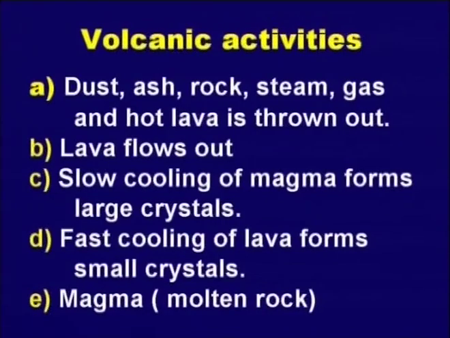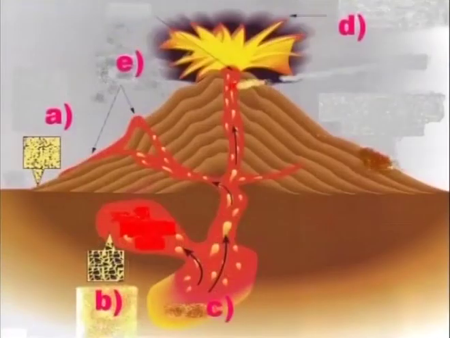Take note, we have A. Now this is going back to the diagram that you have looked at earlier in the lesson, where I explained how igneous rocks are formed. So I hope you had a good look at that diagram earlier in the lesson. A, it says dust, ash, rock, steam, gas, and hot lava is thrown out. Now if we look at A on the diagram, is that a correct one? No, so you have to write it in the correct place. And so forth from B, C, D, and E.